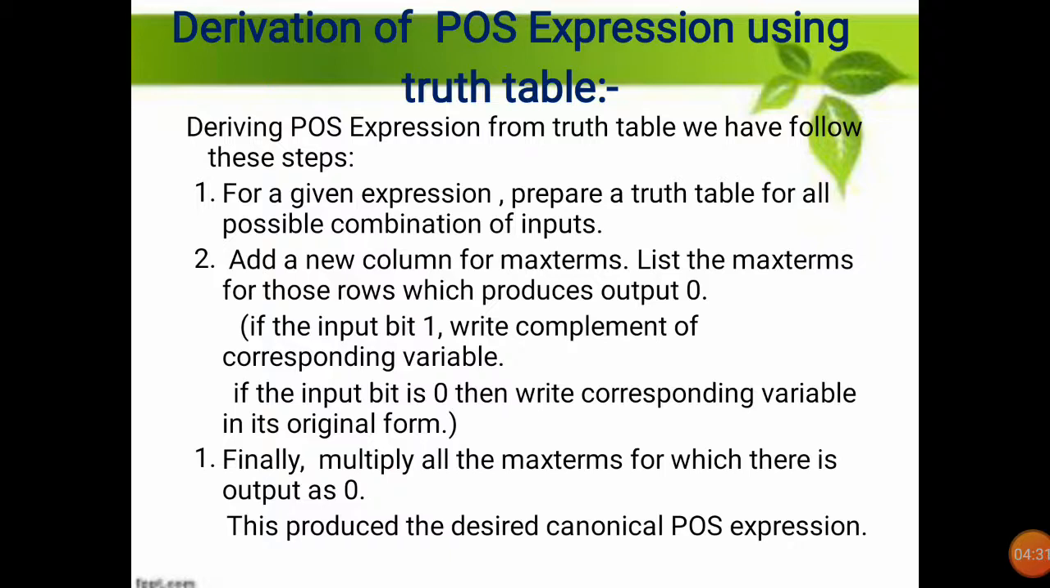In the POS expression, we have to calculate the max term for those rows where output is 0. In min term it is 1. In the same way, here if the input bit is 1, write the complement of the corresponding variable, just opposite of SOP. If the input bit is 0, then write the corresponding variable in its original form. Finally, multiply all the max terms for which there is output as 0, and this produces the desired canonical POS expression.